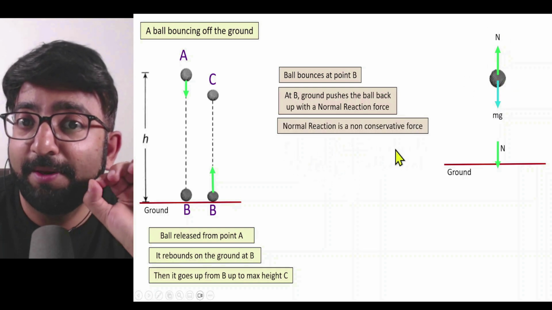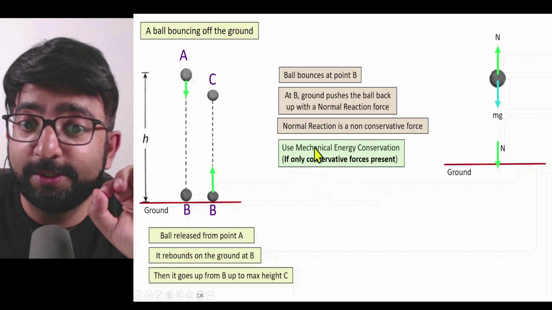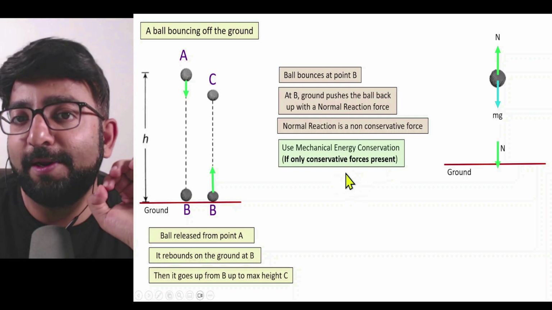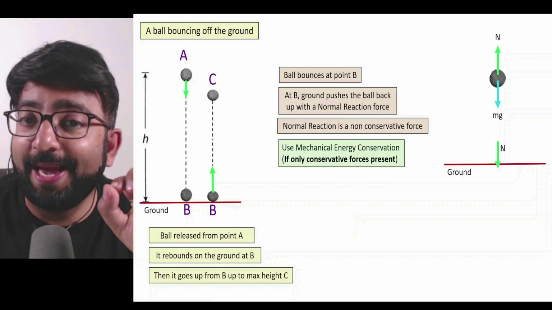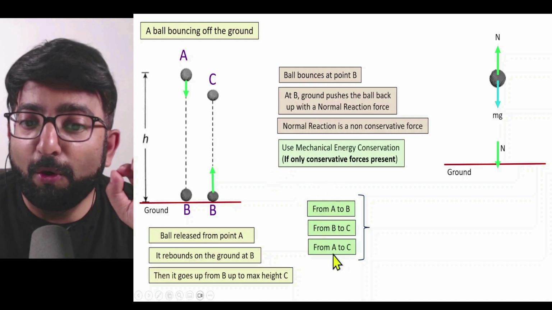Now, normal reaction is a non-conservative force, and we already know the principle that we can use mechanical energy conservation easily if only conservative forces are present. Since we have a non-conservative force, mechanical energy cannot be conserved. So let us summarize. Consider all these points.